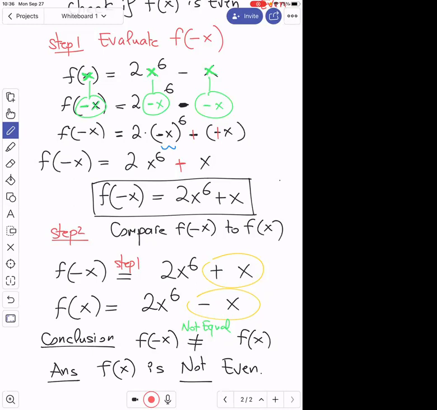Remember we said, if you want to check whether your function f is even or not, all you have to do, of course, in the homework or in the test, you have to do all these steps. I mean, you have to use the definition, right? But if you just want to check your answer, what you can do is check the powers of x. If all the powers are even, then the function is even. If just one of the powers is not even, then the function is not even. Okay.